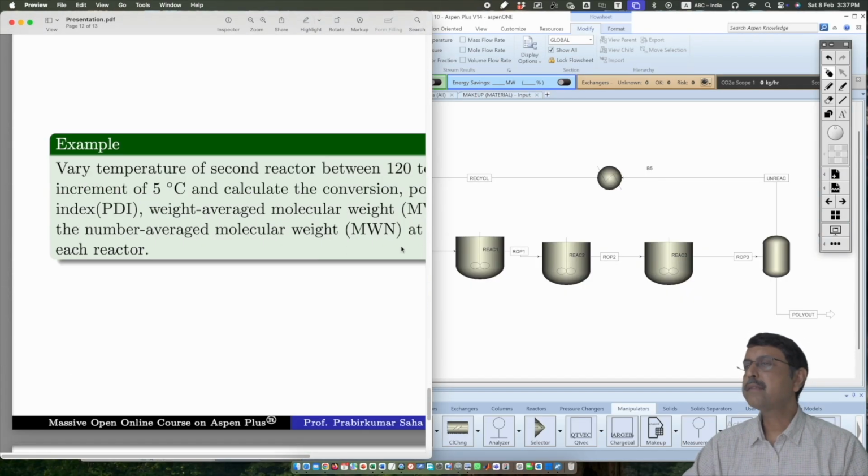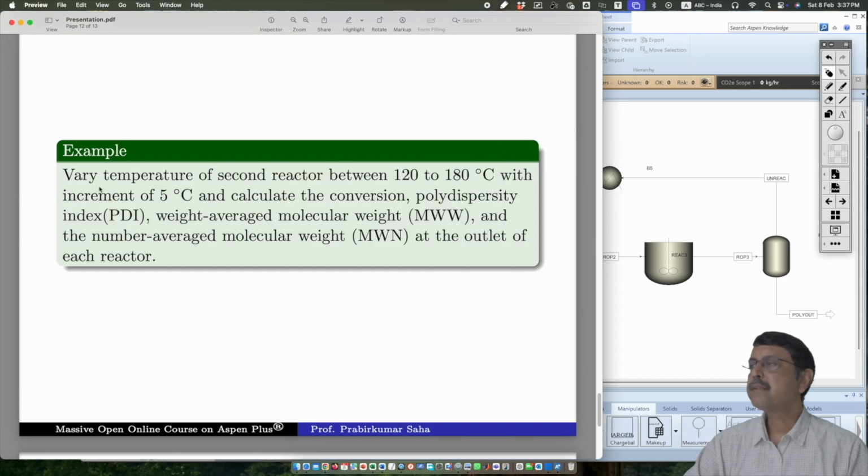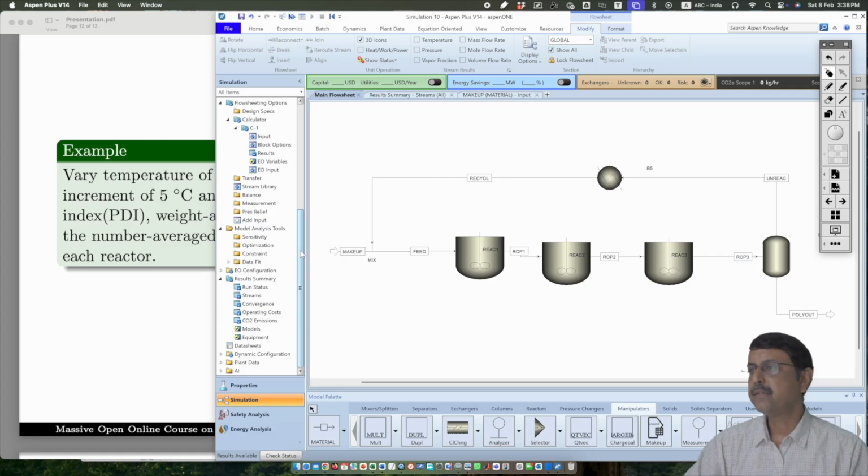Now, what is the task that we have been given? You see, the task is vary temperature of second reactor between 120 to 180 with an increment of 5 degrees centigrade and calculate the conversion polydispersity index MWW and MWN at the outlet of each reactor. So first let us do it for one reactor and then we'll see the second reactor or third reactor. So we have to vary the temperature of the second reactor. So here we have to do some sensitivity analysis, and sensitivity analysis can be done in the model analysis tool.